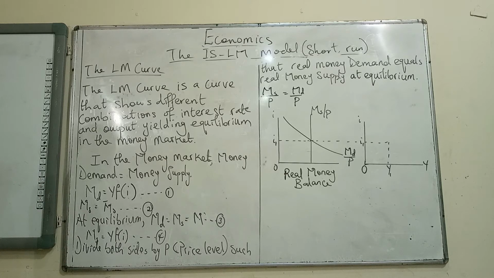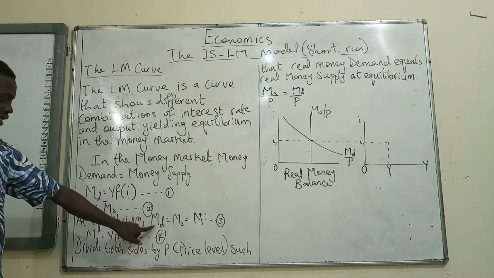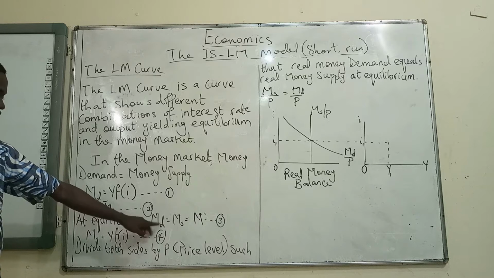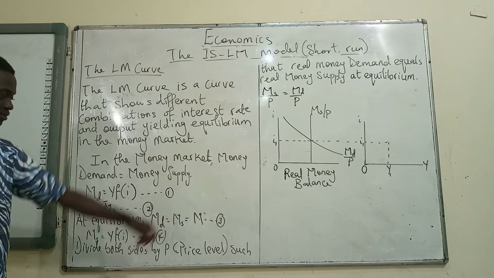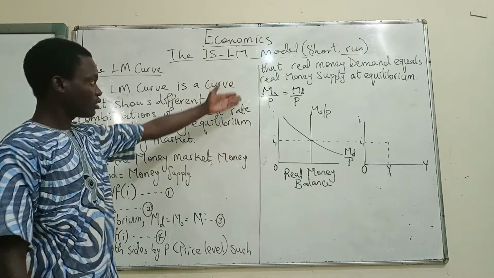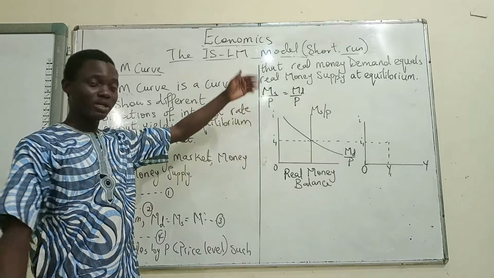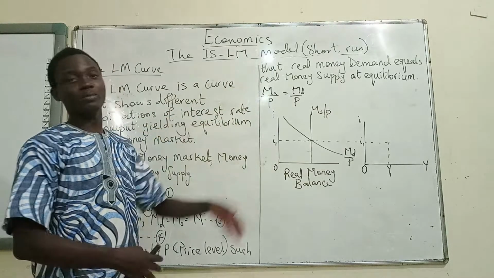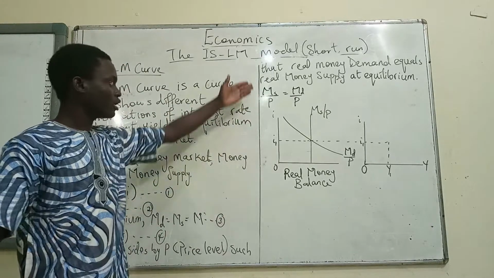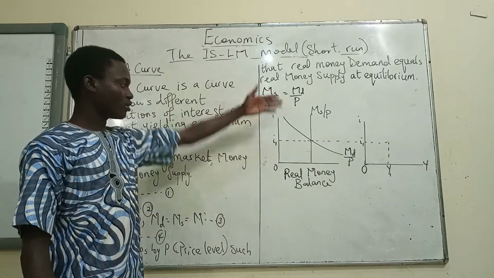Okay, back here. So this is now going to become MD over P, real money demand, equals MS over P, real money supply, the equilibrium position. MS over P is the same thing. Whether real money demand equals real money supply, or real money supply equals real money demand, we are talking about the same thing. So MS over P equals MD over P. So real money supply equals real money demand.